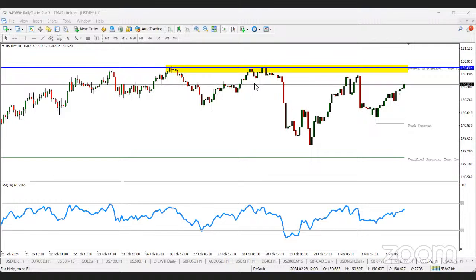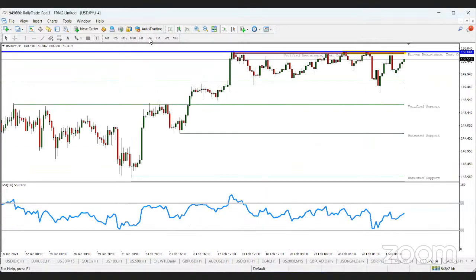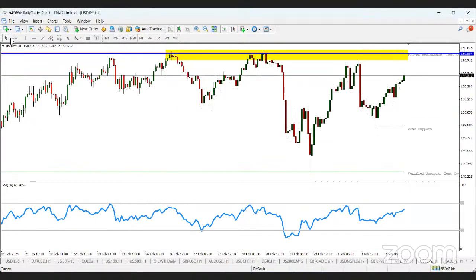My sell can be at 150.800. I can look out for that sell from 150.800. I can sell from there with 20 pips in mind. From 150.800, I can sell to around 150.590.